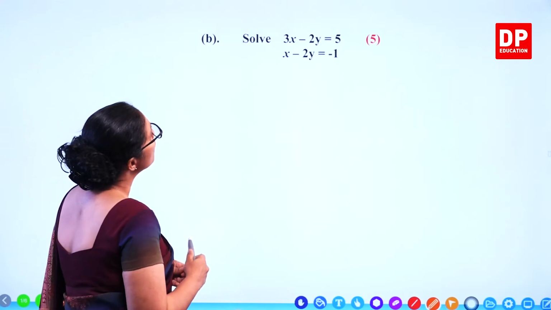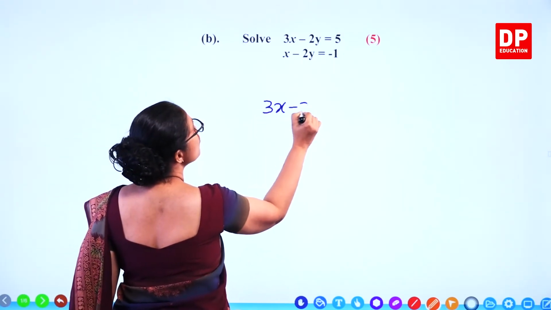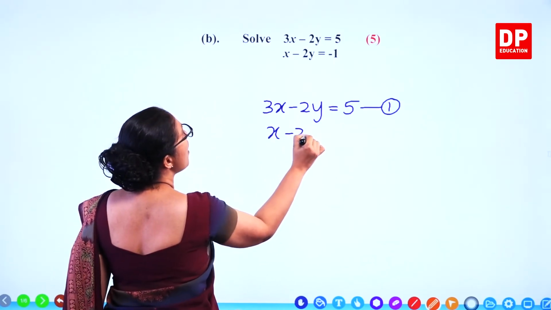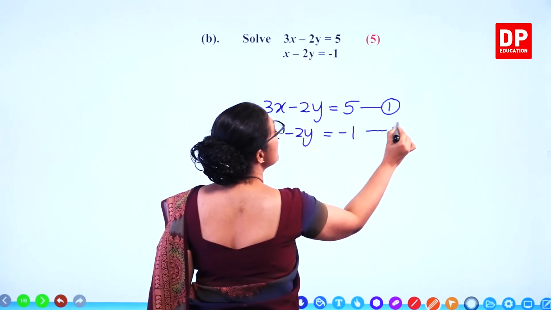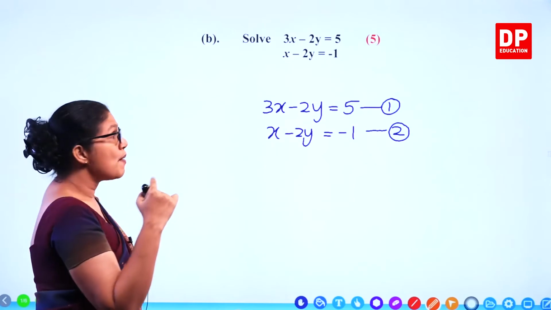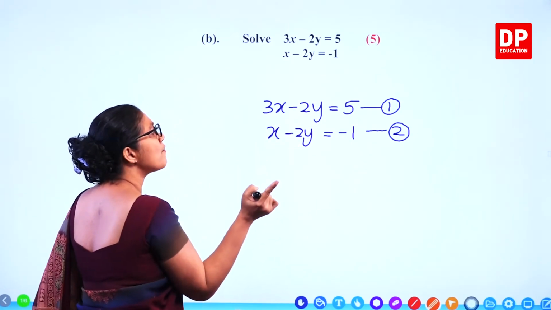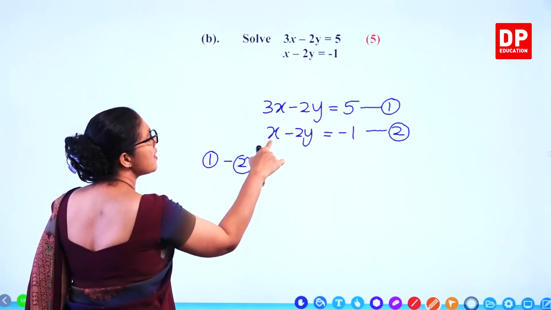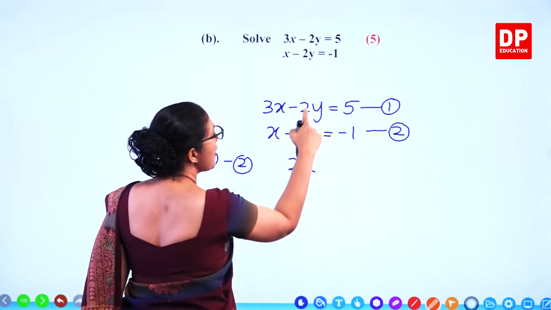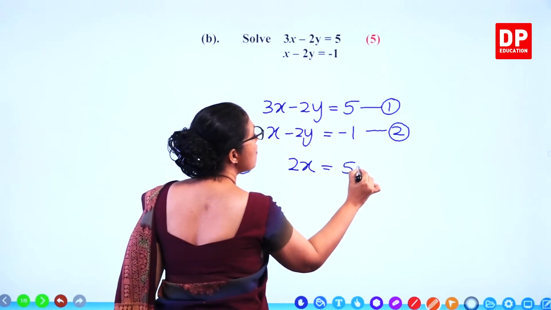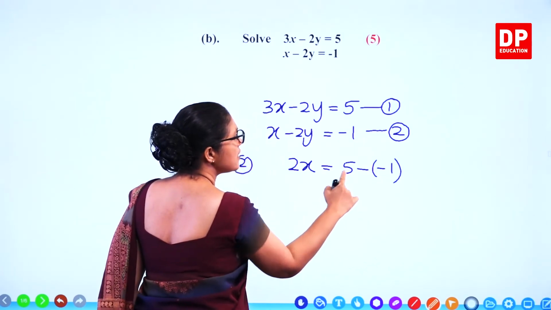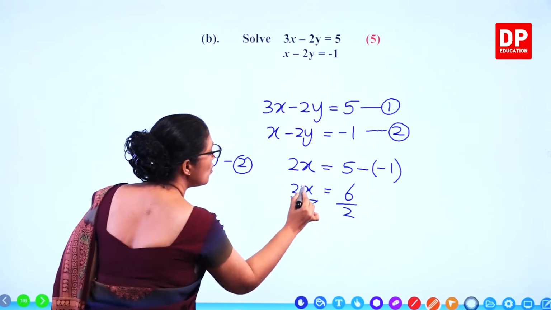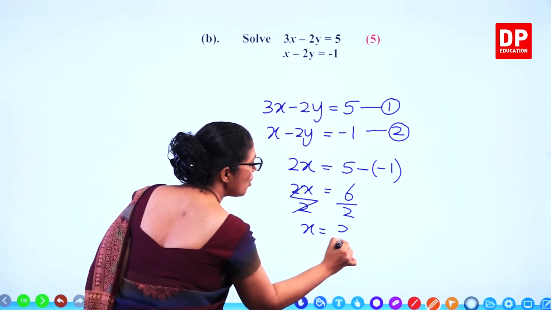Part B, solve. So this is simultaneous equations. You have to solve it. So this is the first equation. X minus 2y equals minus 1. That's the second equation. So here in y, same coefficient and same sign. So we have to subtract the two equations. So we'll subtract 1 minus 2. 3x minus x, you get 2x. 2y get cancelled out. 5 minus minus 1. So you get 5 plus 1, 6. 2x equals 6. Divide by 2, you get x equals 6 divided by 2, that's 3.